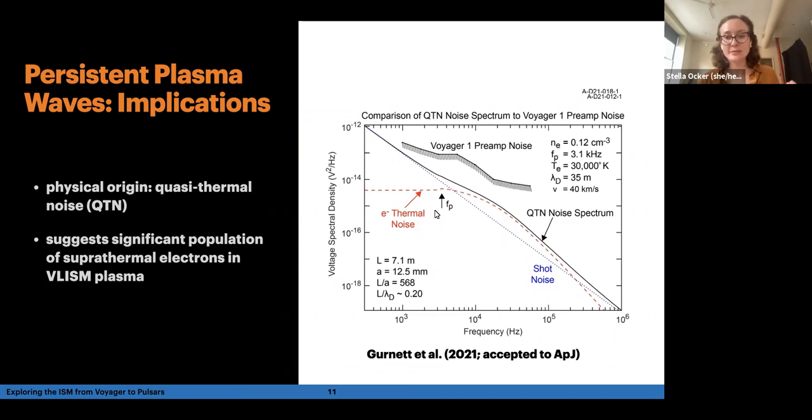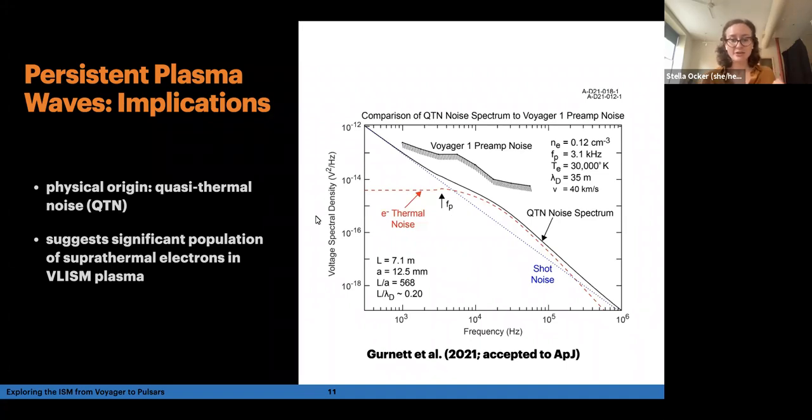And so what would be expected is an extremely small peak at the plasma frequency. Normally for an optimally designed antenna, the quasi-thermal noise spectrum would show a very large peak at the plasma frequency, which you could then use to infer the plasma density. But in the case of Voyager I, under these typical assumptions, we really would not expect to be able to detect any peak at the plasma frequency in the QTN spectrum, particularly because the Voyager I preamplifier noise level is also orders of magnitude larger than the predicted levels of the QTN spectrum.